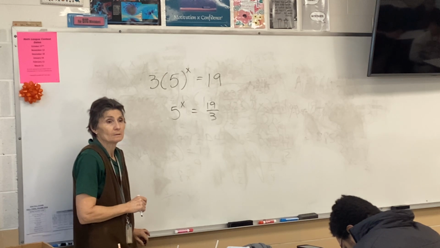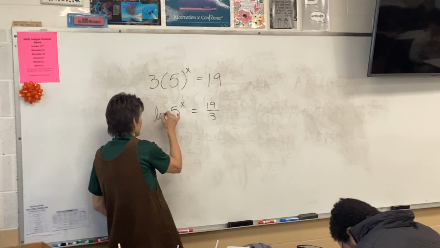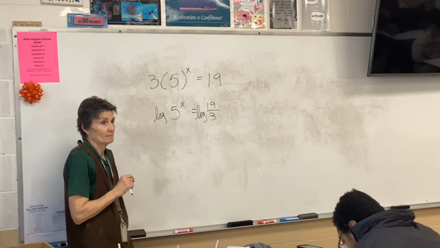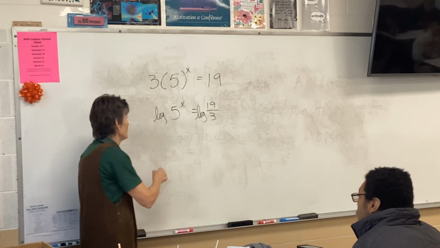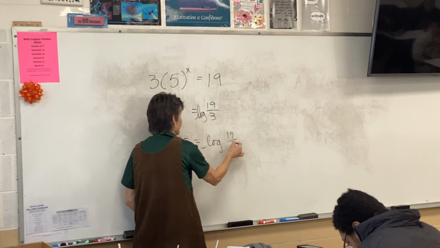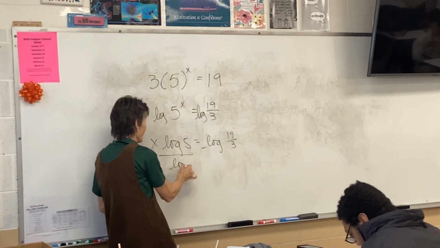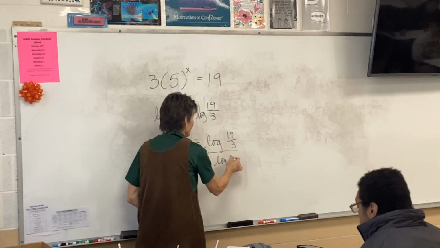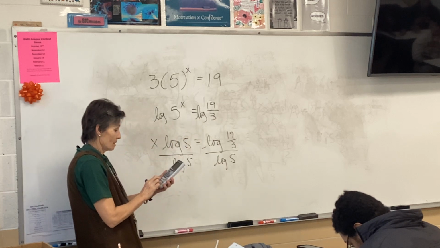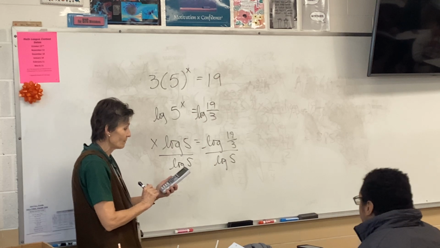Now, what am I gonna do? Log both sides. And why do I do that? What happens next? The exponent comes out in front. And once it's out in front, I can get it by itself. I can't get it by itself when it's up there. Now I can by dividing by log 5. Go to your calculator. Log 19 divided by 3 divided by log 5.